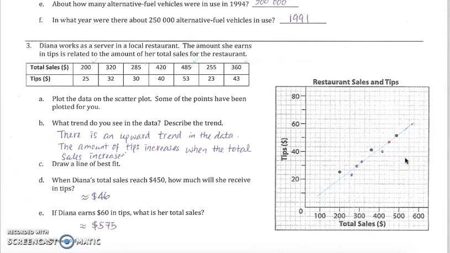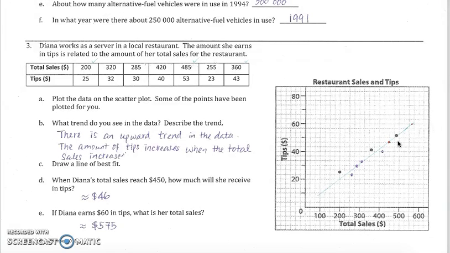When you plot the data, and then for B, what trend do you see in the data? Describe the trend. Well, there is an upward trend in the data. It shows that the amount of tips increases when the total sales increases. Draw a line of best fit. Once again, follow the rule where you can have the line of best fit go through as many points as you can, but leaving the same number of points above and below this line of best fit. So something like this is good.